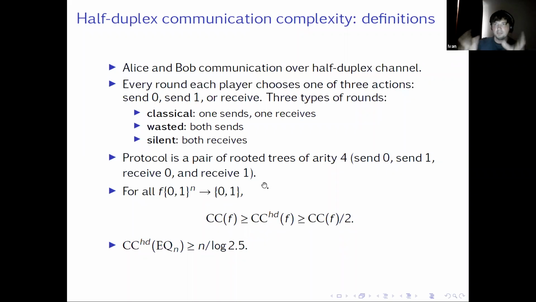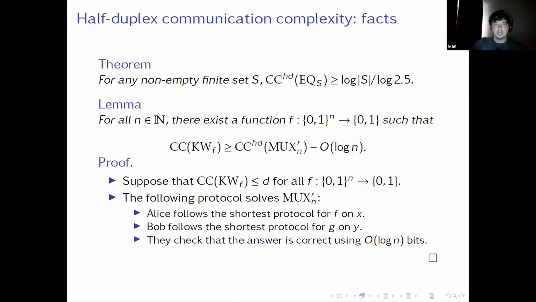So that means that if we have a lower bound for the multiplexer in the half duplex model, we can say that there exists a function that is at least as hard as a multiplexer, minus some very small additional factor. And yeah, so this is a proof, right? If for all functions we had a depth at most d protocol, then Alice just starts the shortest protocol for f, Bob starts the shortest protocol for g, and then they check that what they got was indeed the correct answer. And if the answer is incorrect, they report that they were given different functions.